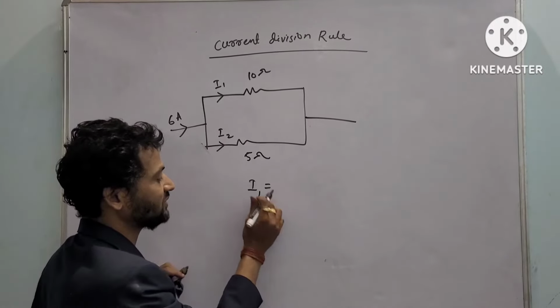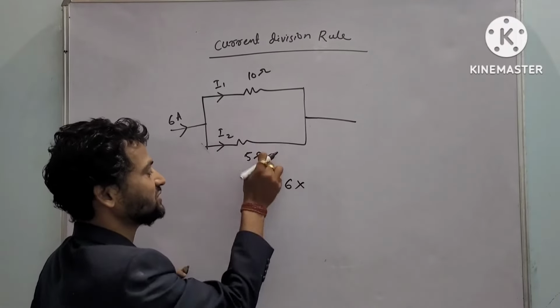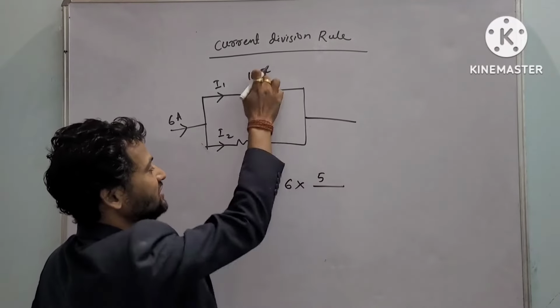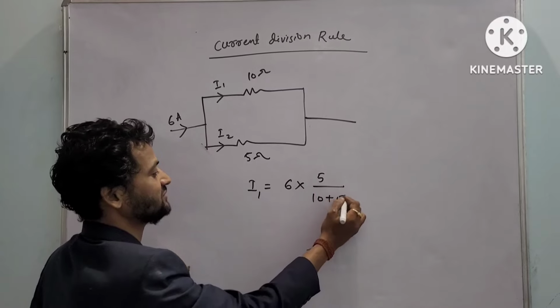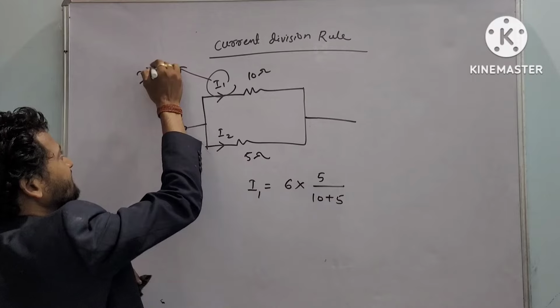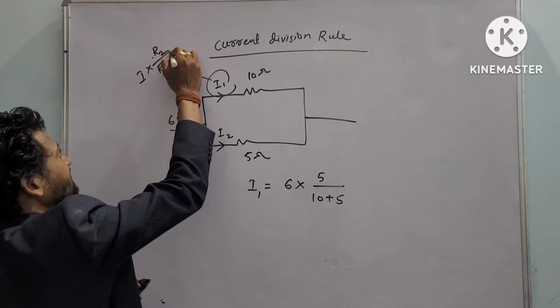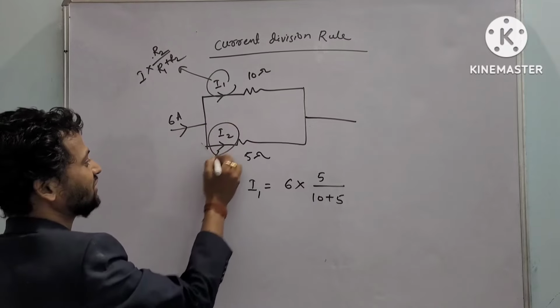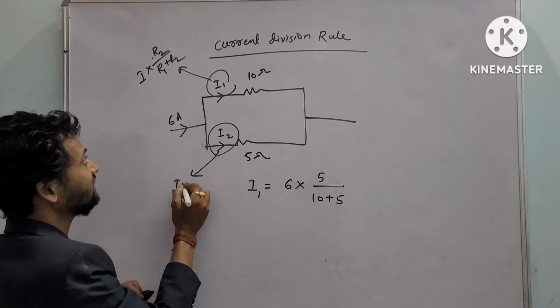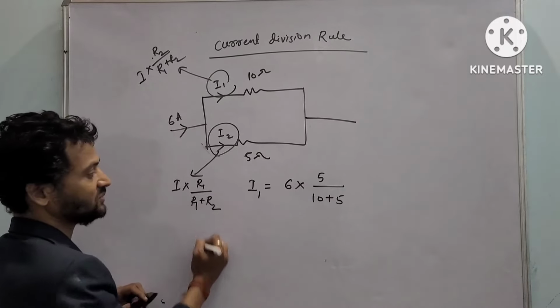What formula did I tell you? I1 is equal to supply current into opposite resistance by sum of two resistances. What was the formula of I1? Supply current into R2 upon R1 plus R2. What was the formula of I2? Supply current into R1 by R1 plus R2.